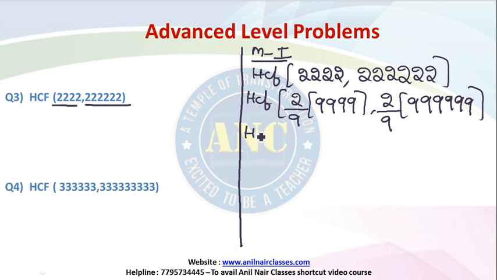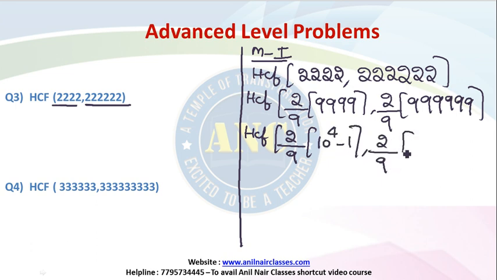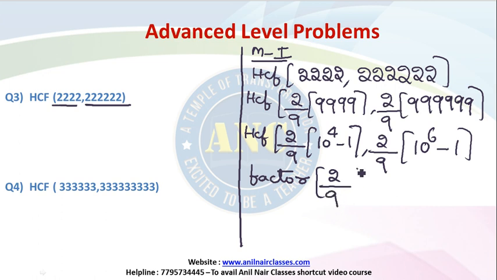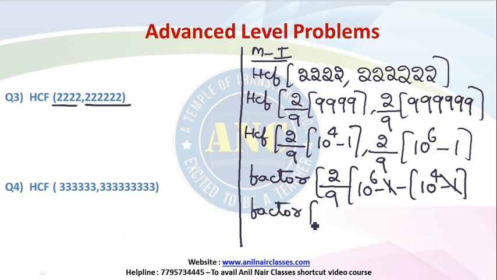So this is nothing but HCF of 2 by 9 into 10 power 4 minus 1, and 2 by 9 into 10 power 6 minus 1. I hope the idea is clear. HCF of any two numbers, the answer is nothing but a factor of their difference. 2 by 9 into 10 power 6 minus 1 minus 10 power 4 minus 1. Minus 1 plus 1 cancel. It is nothing but factor of 2 by 9 into 10 power 4 into 10 square minus 1. Are you all with me? 100 minus 1 is 99.